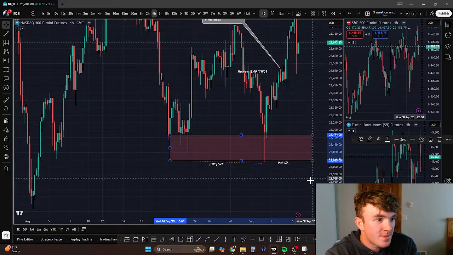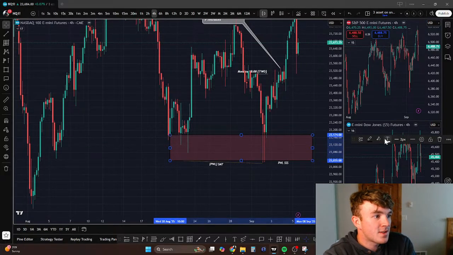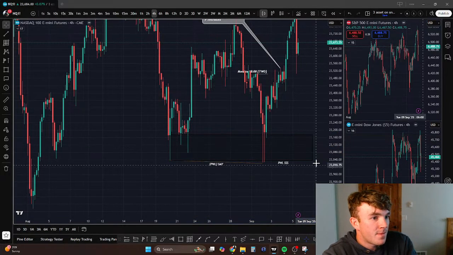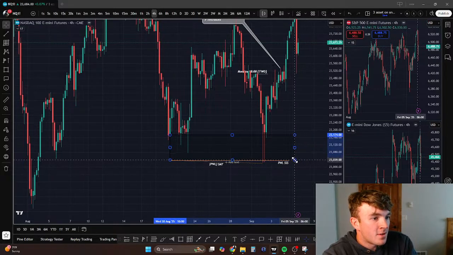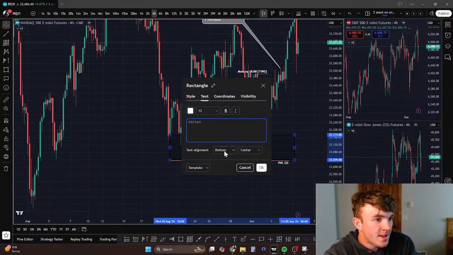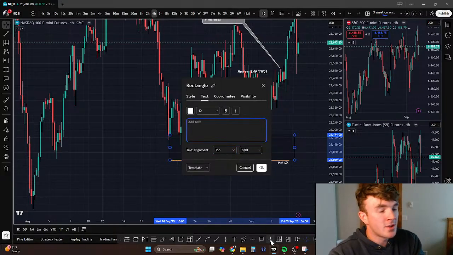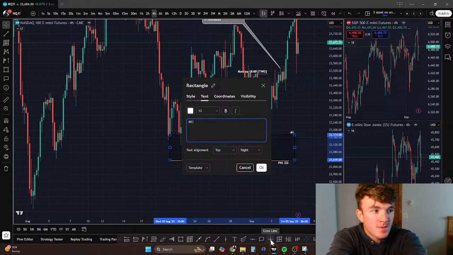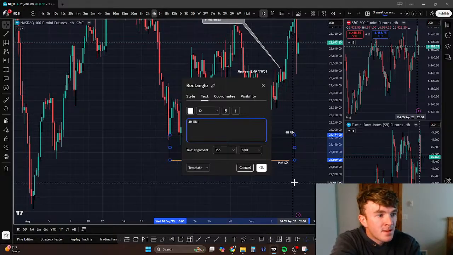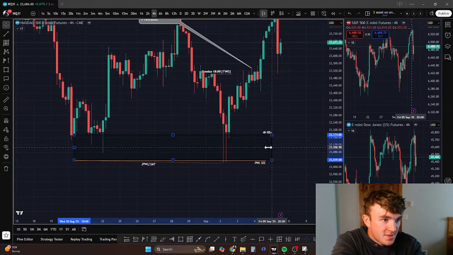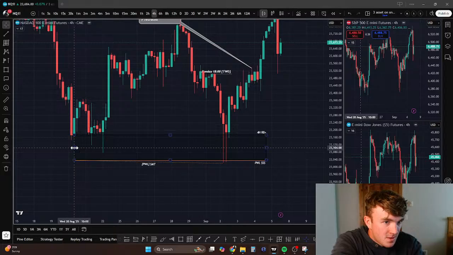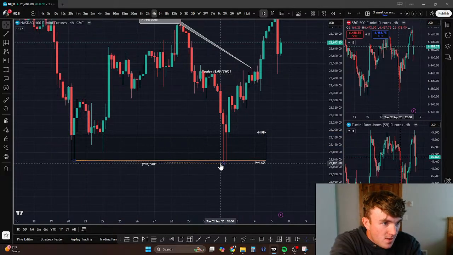Once again, why? Because this is textbook Phoenix model, but I'd be waiting for a lower time frame change in state of delivery. What do I mean by that? Well, I have a 4-hour key level. It's a rejection block, so I wait for an aligned time frame, 15-minute change in state of delivery. So let's drop down.